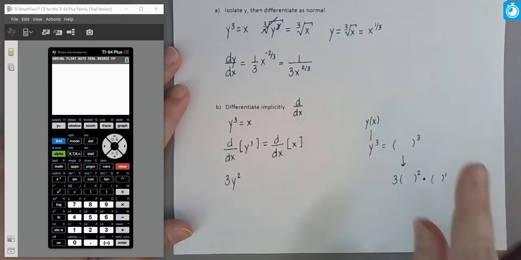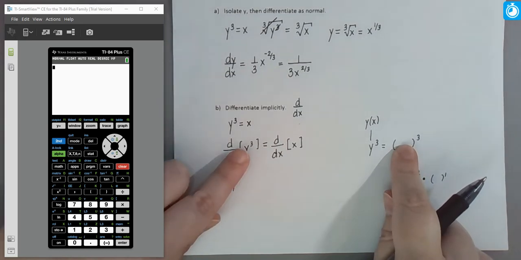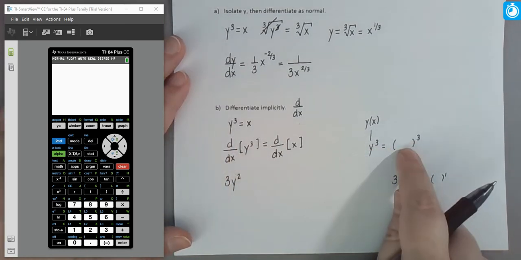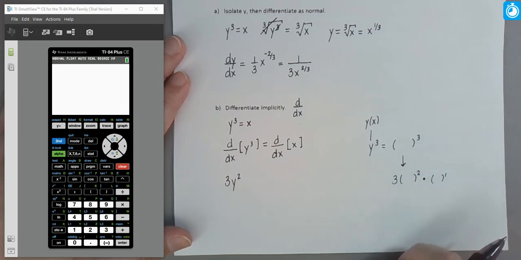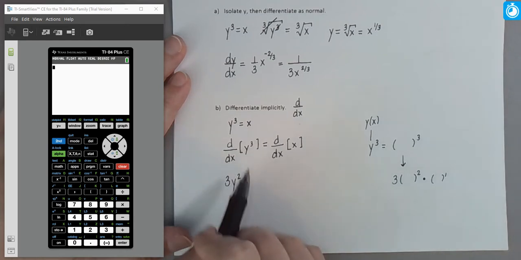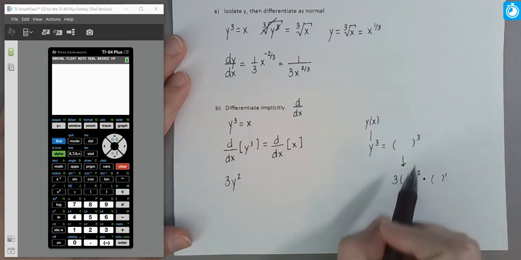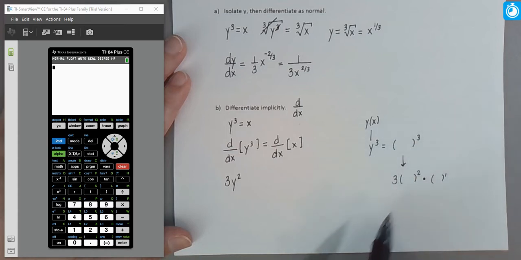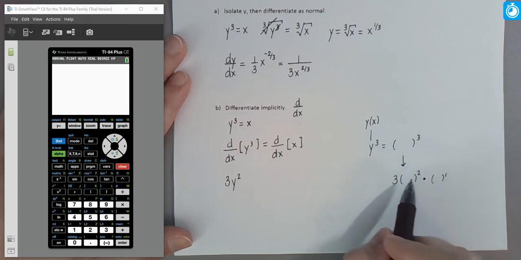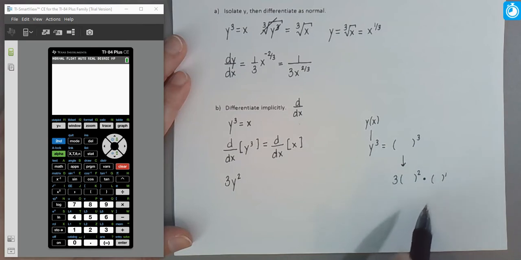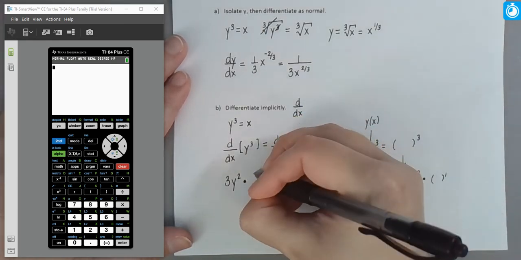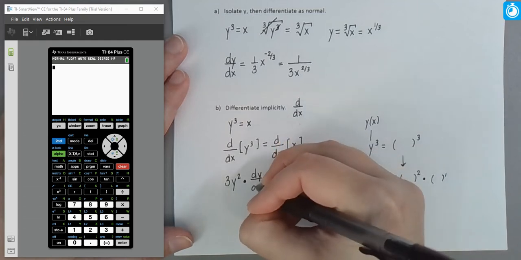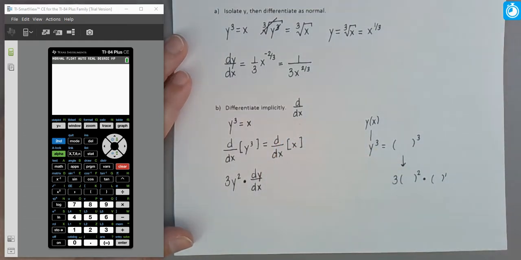Okay, but then, again, we have to take into account that y is not just a variable. Y is actually a function. And so it's a function within that power function, within that cubing function. So we take the derivative like normal, but because what's inside that cube is also its own function, we also have to take the derivative of whatever that function was and multiply by that derivative. Well, what's the derivative of y with respect to x? It's just that. It's the derivative of y with respect to x, which we write as dy dx.